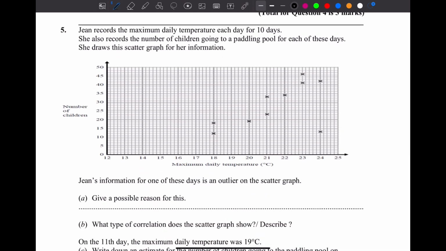In the information, there is an outlier. Which one would be the outlier? This one. Why is this an outlier? Because it doesn't fit the pattern.